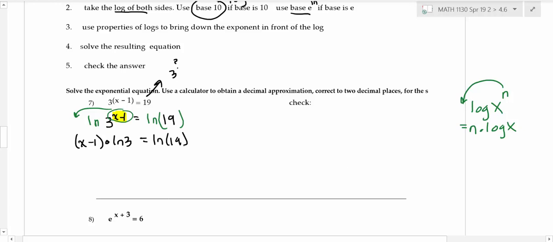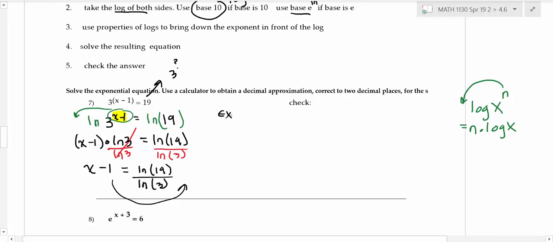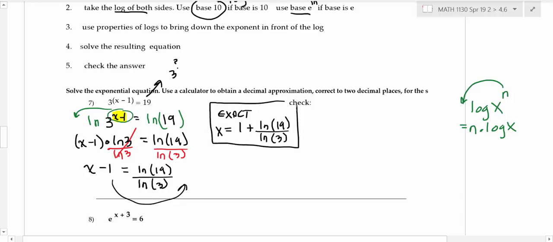All right, and the purpose of that is now your unknown is not in the exponent anymore, so you can finish it up. The easiest way to me to finish this problem would be to divide both sides by ln of 3. Then you would end up with x minus 1 is equal to ln of 19 over ln of 3. Then you can just add 1 to both sides. So the exact answer you would get would be x is equal to 1 plus ln 19 over ln of 3. That is the precise exact answer to that problem.